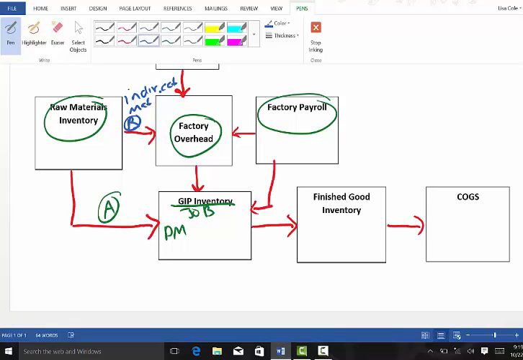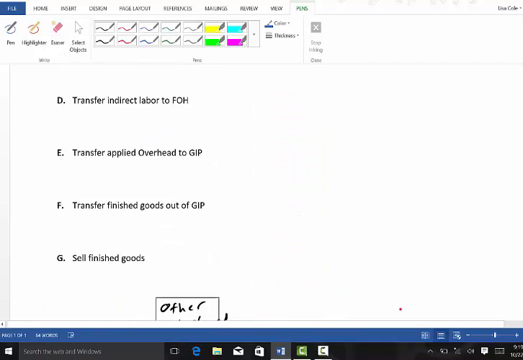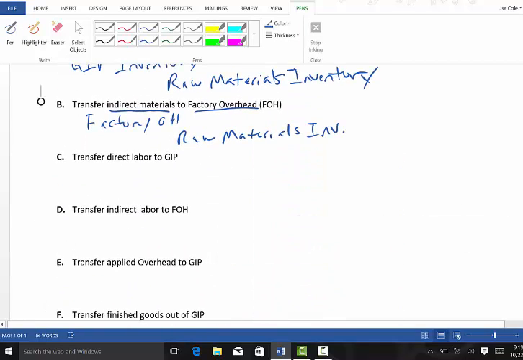Next, we would look at our direct labor. So C, when we transfer our direct labor to our goods in process, we would debit our goods in process inventory and then we would credit factory payroll.